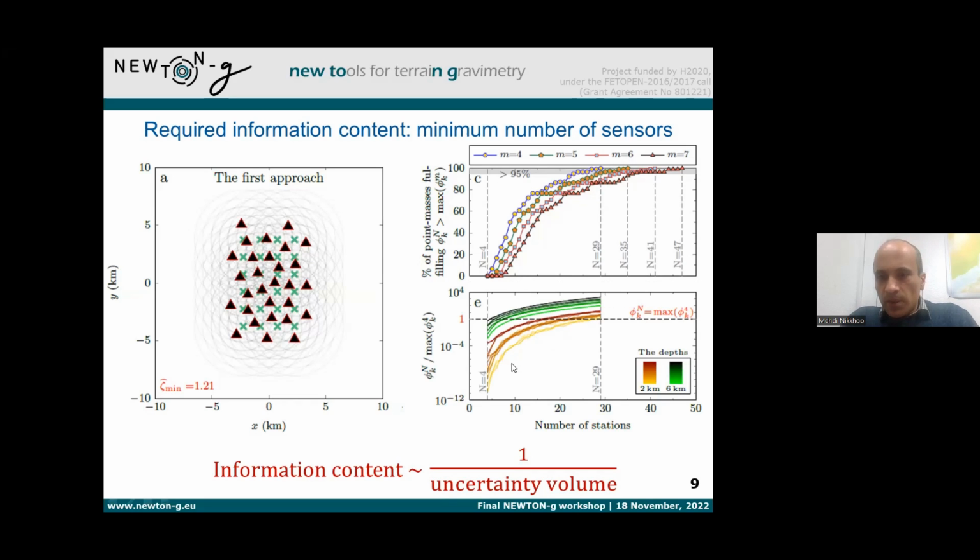This other figure shows the information content corresponding to the shallowest sources and the deepest sources, and we see as we increase the number of stations, the information content associated with the target point masses all increase. This method is, however, very time consuming because we are adding one gravimeter to the network at each time and running the inversion, the optimization, again over and over.